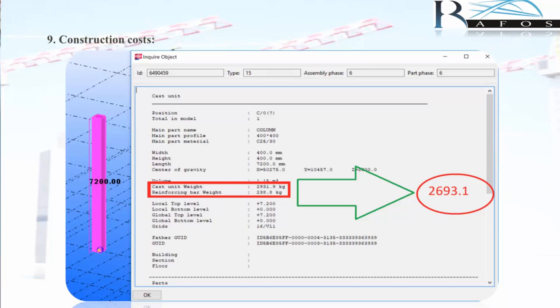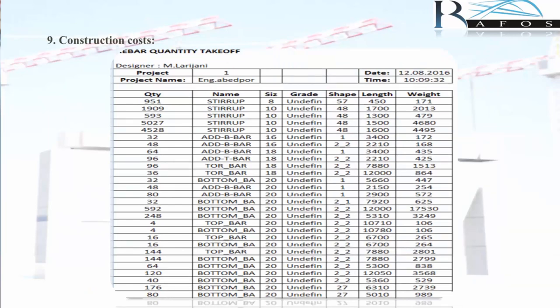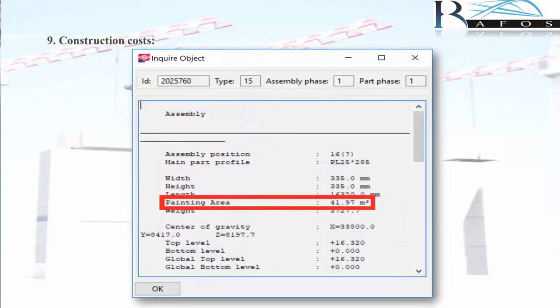realistically. In calculating the lengths of the reinforcement, Tekla also calculates the bending lengths and bending radius of the reinforcements. Tekla even has a very detailed calculation of the required cross-sectional area for each part or assembly, with unmatched precision, which indicates the importance of accurate estimation of projects.